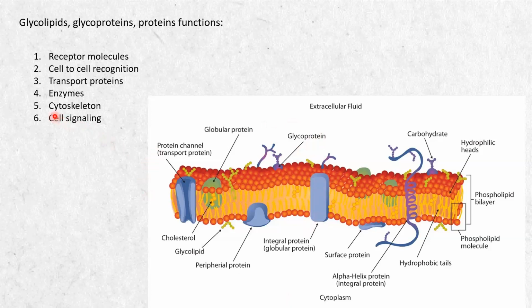These can be attachments for the cytoskeleton. All of those microfilaments and microtubules might be attached to this integral protein and then inside the cell, forming a network, forming a spanning network. And they can be used for cell signaling.